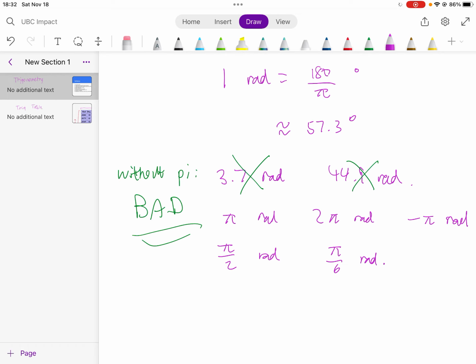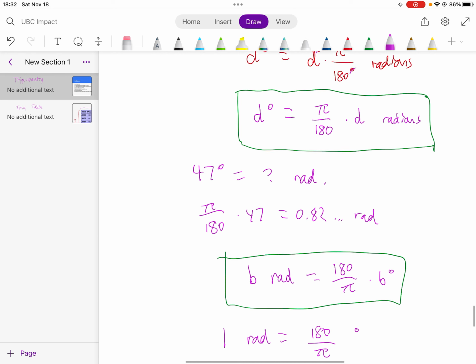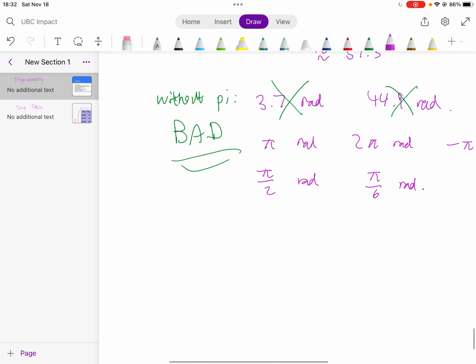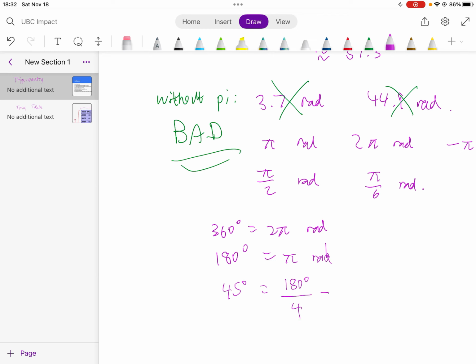Here is why. The reason is because a full circle, 360 degrees, is equal to 2 pi radians, which means 180 degrees is equal to pi radians. And so these are very nice numbers to work with, and we're going to work with multiples of these. For example, if we want to find out what 45 degrees is, then 45 degrees is 180 degrees over 4. So that's pi divided by 4 radians.